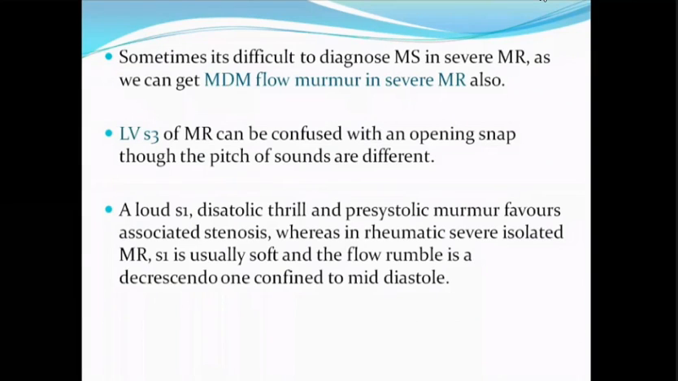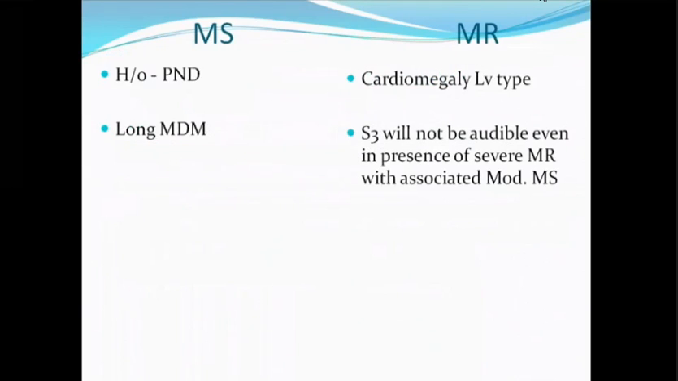So if it is because of just isolated mitral regurgitation, then the first heart sound should be soft, and the flow rumble is decrescendo type. So to differentiate if MS plus MR is present or only severe MR is present, these are the important findings. History of paroxysmal nocturnal dyspnea should be there, and long MDM should be there, and associated diastolic thrill, loud first heart sound should be there. So it can differentiate that the presence of MS is also there in a patient with significant MR.